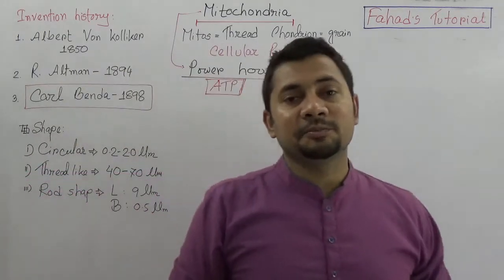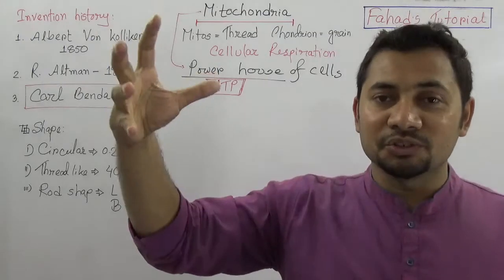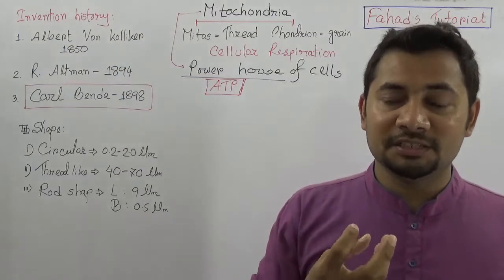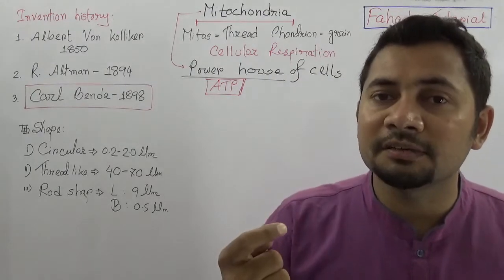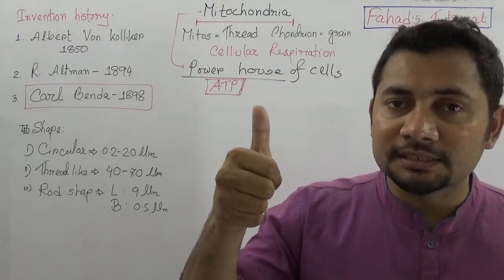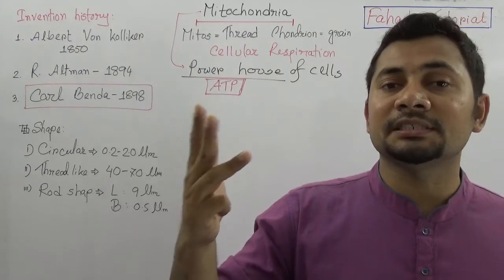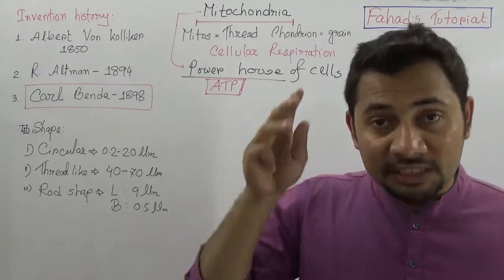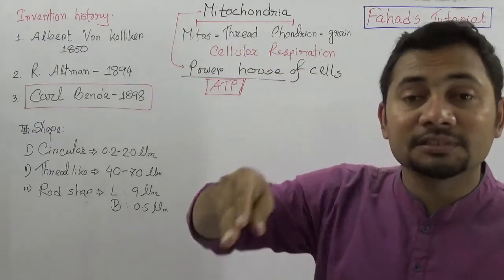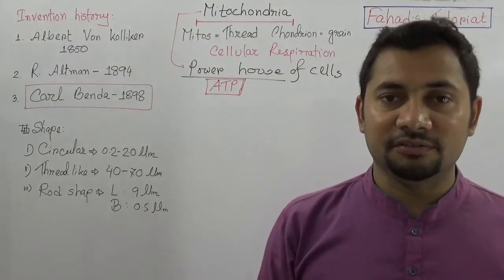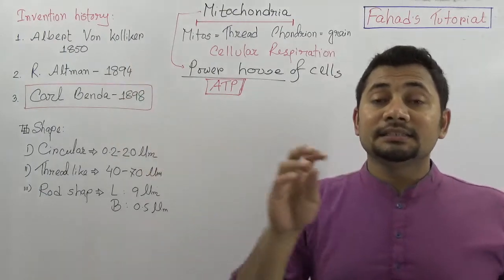And how is ATP produced? If this is the question, the answer is huge, and we need to know cellular respiration, the types of respiration and the steps of respiration. Like in aerobic respiration we have glycolysis, the formation of acetyl-CoA, the Krebs cycle, and the electron transport chain, which is the part occurring inside the mitochondria. So invention history is important. And then size and shape.